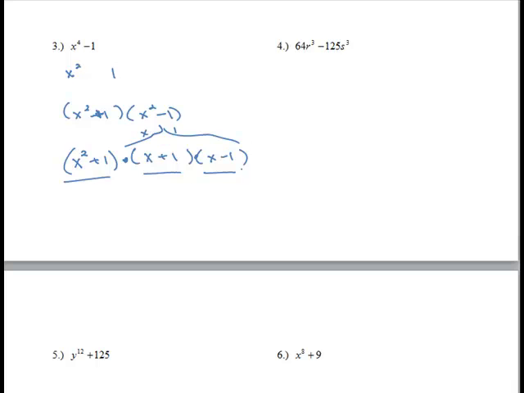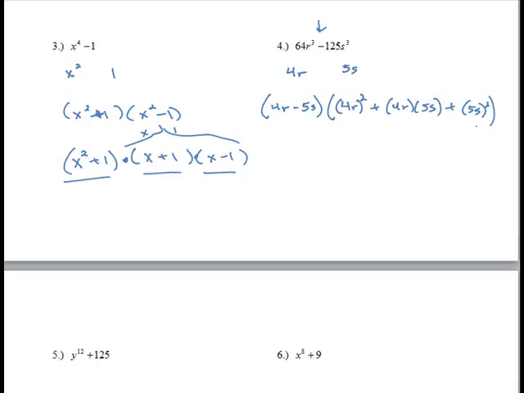Example 4. It's in standard form, no greatest common factor, so two terms. Identify if the terms are perfect squares, perfect cubes, or neither. 64r cubed is a perfect cube, the cube root is 4r. 125s cubed, perfect cube, the cube root, 5s. And since we have subtraction, we're going to be using the rule, the difference of cubes. So the binomial is simply going to be 4r minus 5s times the trinomial, 4r squared plus 4r times 5s plus 5s squared.